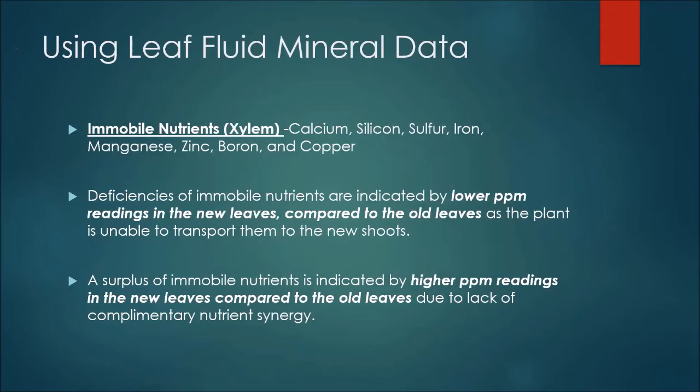Looking at the immobile nutrients, calcium, silicon, sulfur, iron, manganese, zinc, boron, and copper, these deficiencies are indicated by lower ppm readings in the new leaves compared to the old leaves, as the plant is unable to transport them with new shoots. The surplus of immobile nutrients is indicated by higher readings in the new leaves compared to the old leaves.